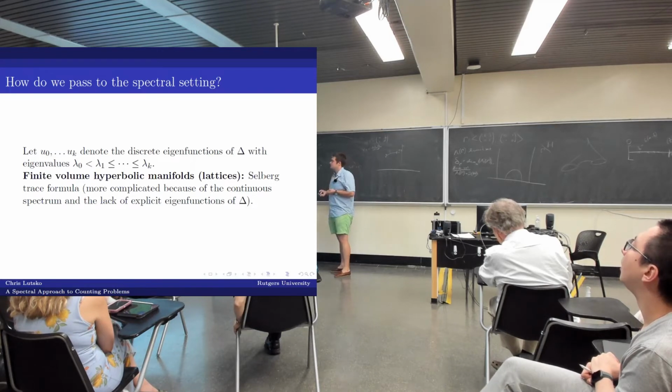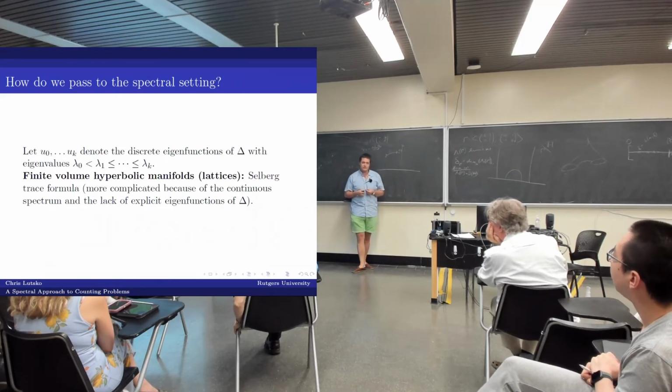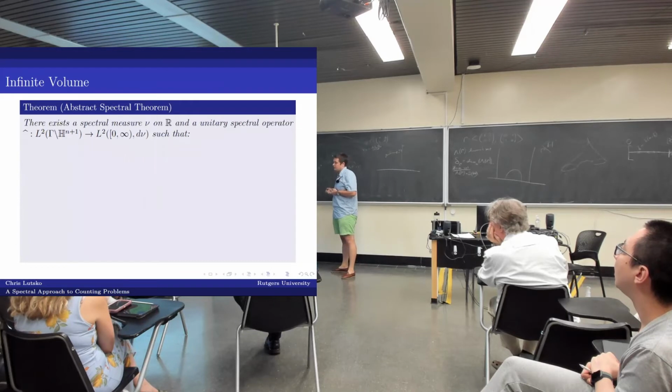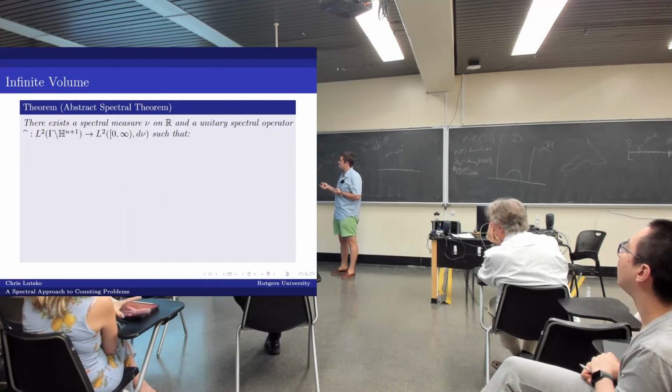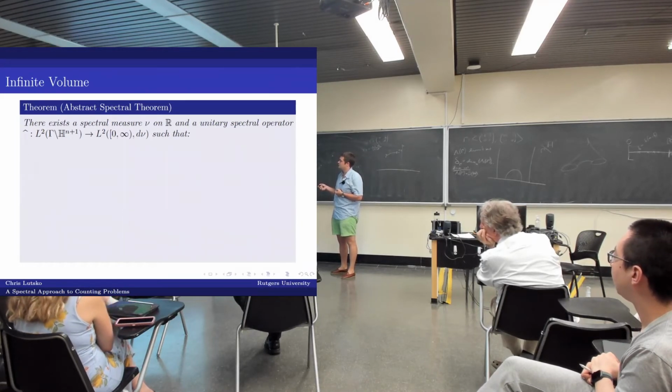Now, in infinite volume, we don't have an explicit spectral decomposition. But it turns out you don't need an explicit spectral decomposition. You can use this abstract spectral theorem, which is a general theorem about any self-adjoint operator acting on a Hilbert space. And what it tells you is there is a spectral measure which is supported on the spectrum. And there's an operator which takes you from L2 of hyperbolic space, a Hilbert space, to an L2 space in this spectral world.